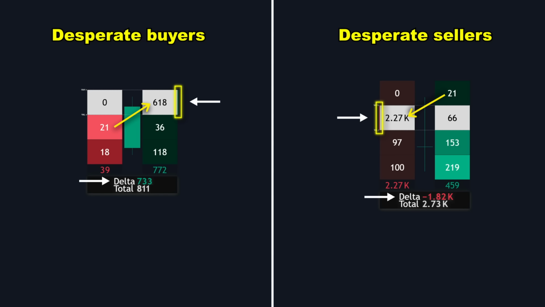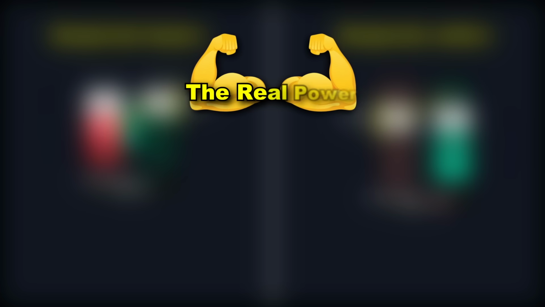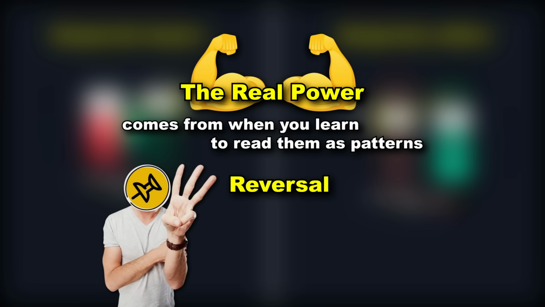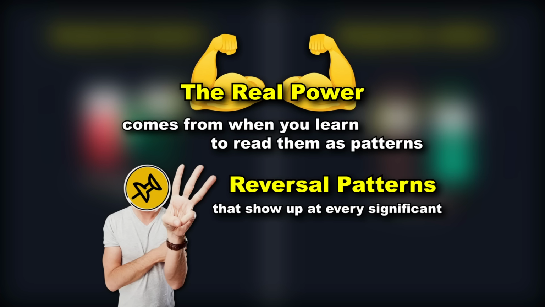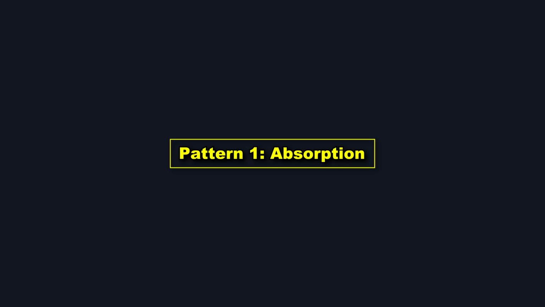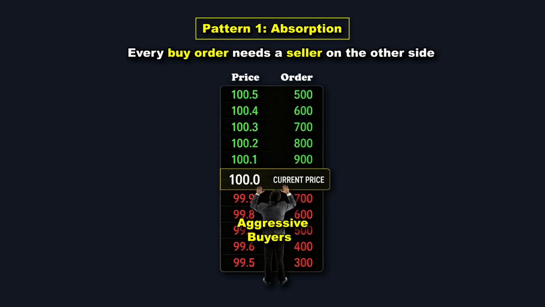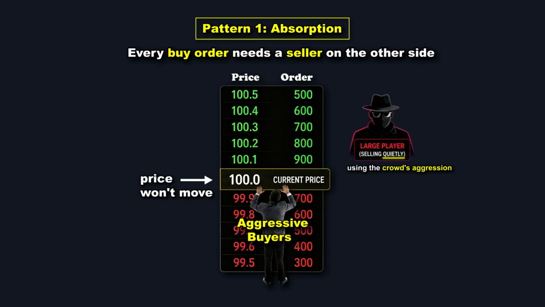Delta and imbalances together give you the full picture, but the real power comes from when you learn to read them as patterns, specifically 3 reversal patterns that show up at every significant turning point in the market. Pattern 1. Absorption. Every buy order needs a seller on the other side. So when aggressive buyers are pushing hard and price still won't move, something is matching every single one of those buy orders without flinching. A large player is building a position in the opposite direction, quietly, using the crowd's aggression to get filled.